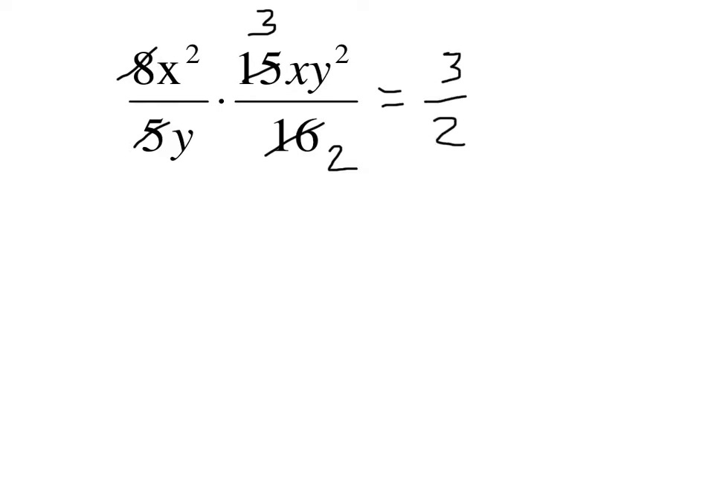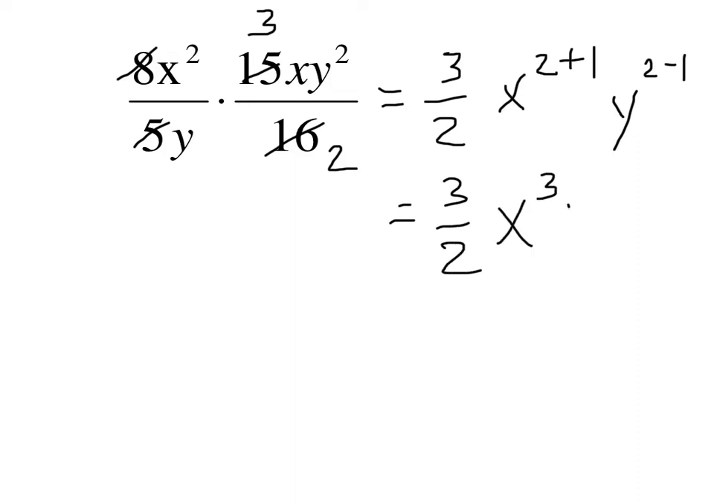What about the variables? We have x squared times x to the first. What do you do with variables when you're multiplying? You add the exponents. We have y squared over y to the first. What do you do with exponents when you're dividing? You subtract. So we have 3 halves, x to the third, y to the first power, and we do not have to write the 1.